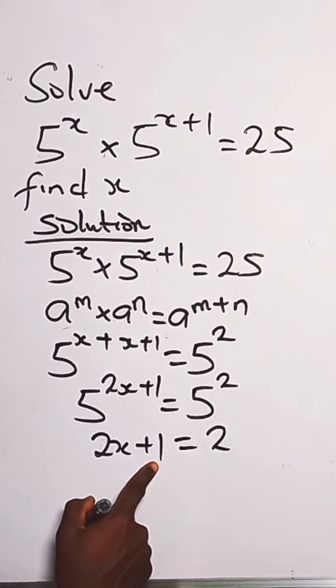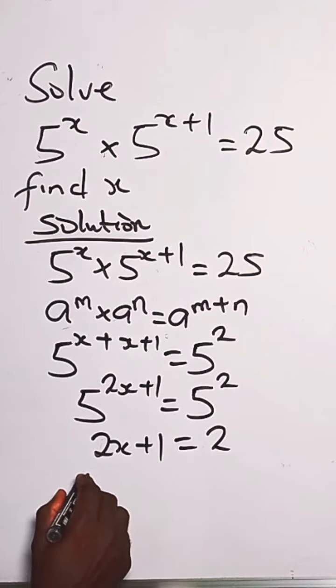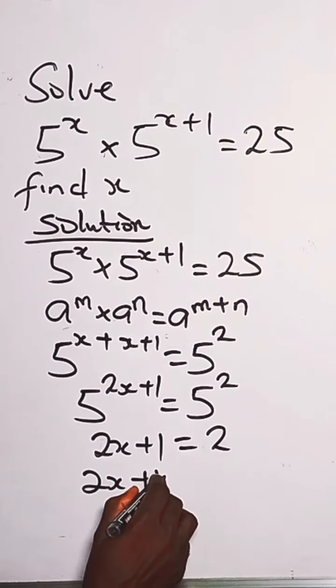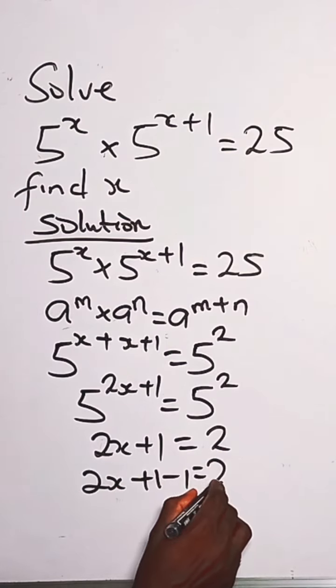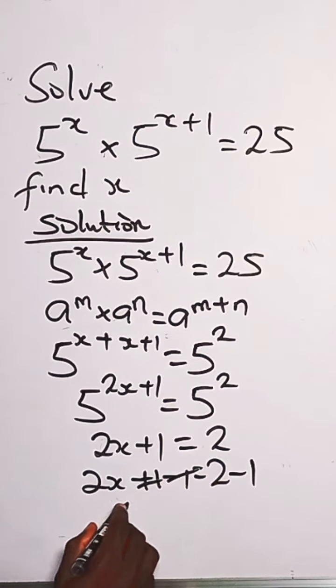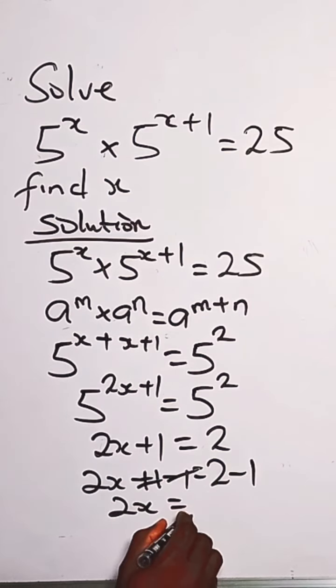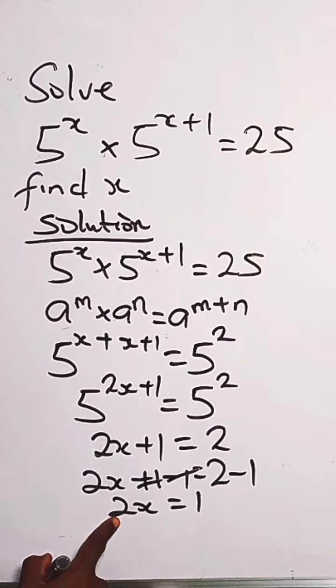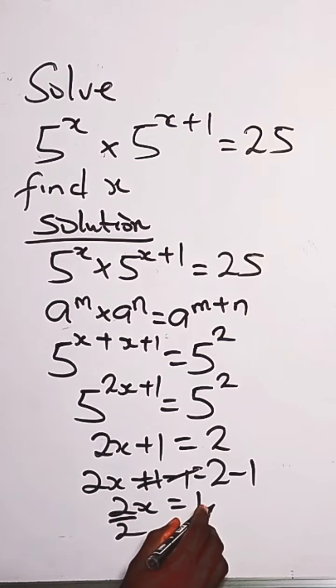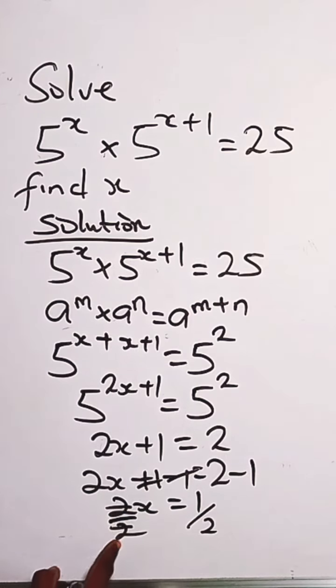So what do we do from here? We subtract 1 from both sides. So we have 2x plus 1 minus 1 equals 2 minus 1. So this is out, and we have 2x equals 1. To get the value of x, we divide both sides by 2. So when we do that, we have x to be 1 over 2.